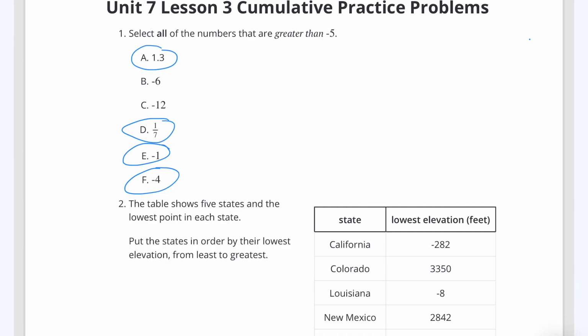The table shows 5 states and the lowest point in each state. Put the states in order by their lowest elevation from least to greatest. So the lowest elevation would be negative 282, which is California. Next would be Louisiana at negative 8. Then New Mexico at 2,842. And lastly, Colorado with 3,350.